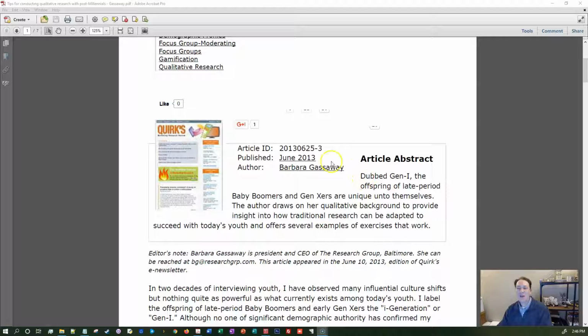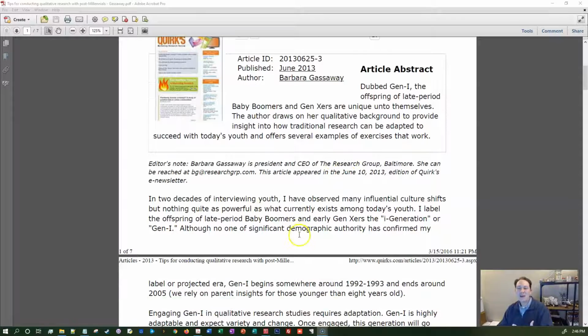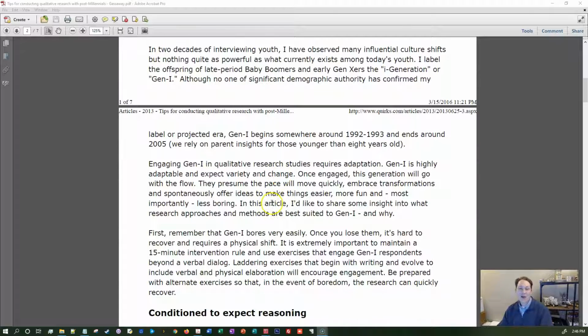And this one in particular is from 2013, so it's almost 10 years old, but it's talking about a subset of millennials who they have dubbed Gen I. Now, nobody calls them Gen I anymore. Everybody calls them late millennials, 90s kids, things like that. But the idea here is not the nomenclature. It's understanding how to engage this audience.